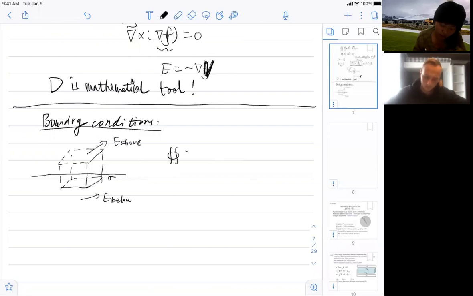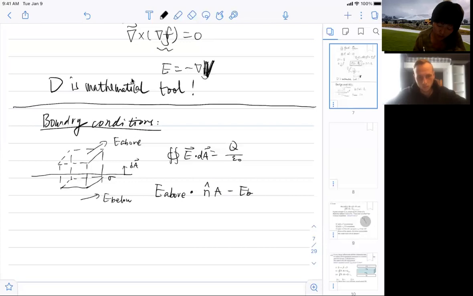And from Gauss's law, we can apply Gauss's law to this Gaussian surface that we just drew. So you have a top surface and a bottom surface, and the A is in this direction, right? This is your n hat. So I will have E above dot n hat times area minus E below dot n hat times area is equal to Q.